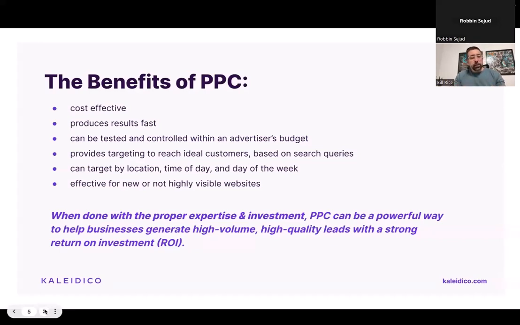But you will get leads. Again, assuming that you're doing these things properly, you should be expecting leads from your PPC manager, from your PPC campaigns, as soon as you start them. They are cost effective. Again, you're competing in a marketplace.